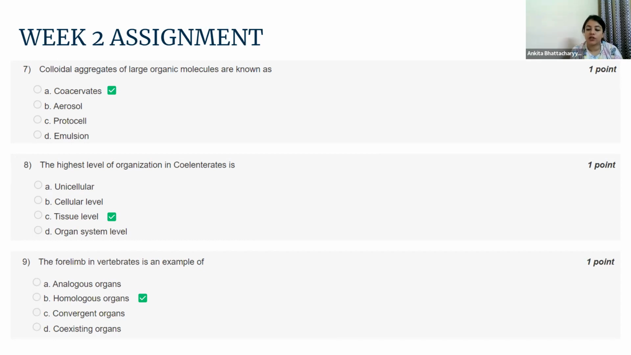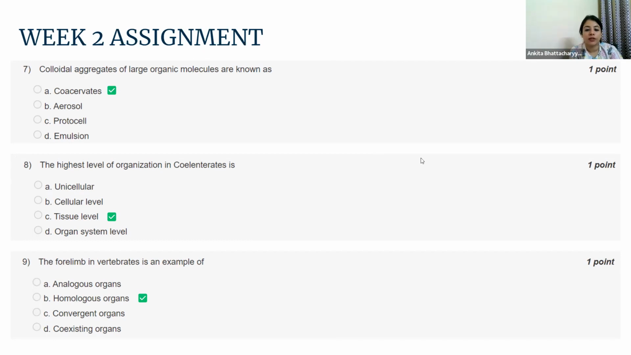It would be the tissue level. A unicellular organism does not have any sort of organization in that sense, but then you move towards cellular, tissue level, organ level, and then finally organ system level of organization. So in case of Cnidaria or Coelenterata, you see tissue level of organization, and that was the answer to this question. And it's an amalgamation of the content from both week 1 and week 2. So you need to keep in mind that whatever you're studying in earlier weeks should also be retained, and you can revise as per your convenience.